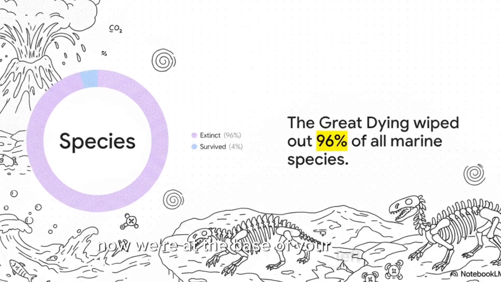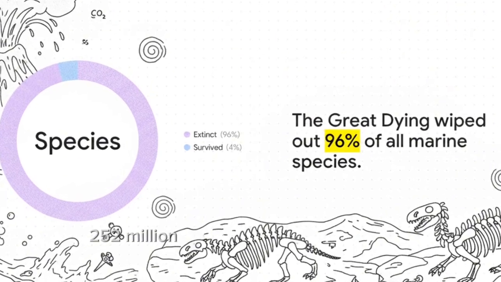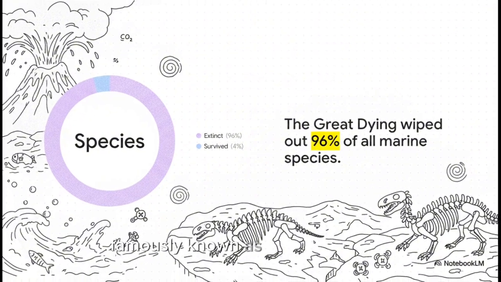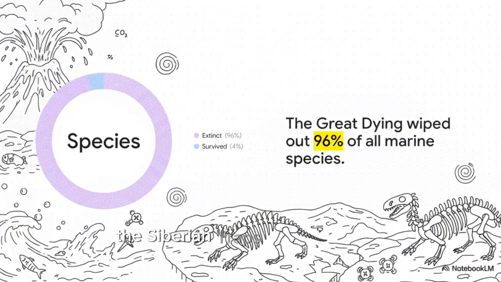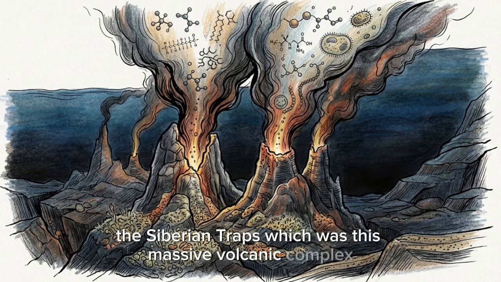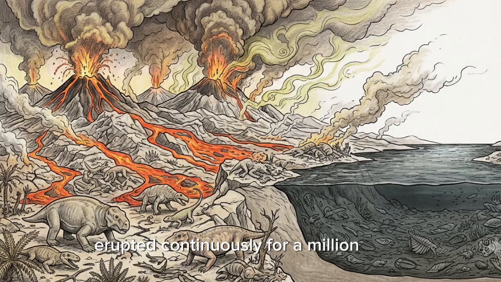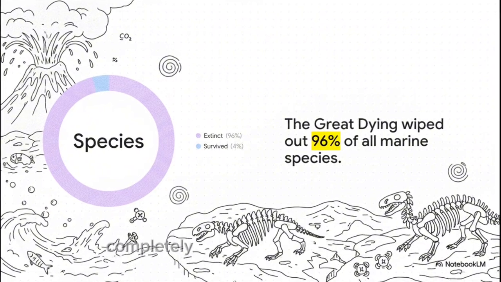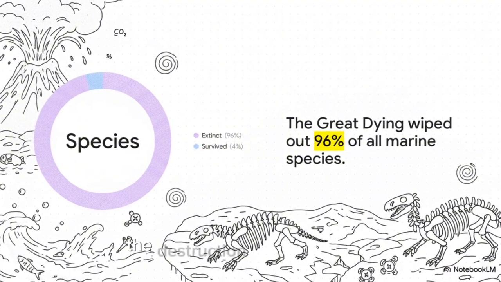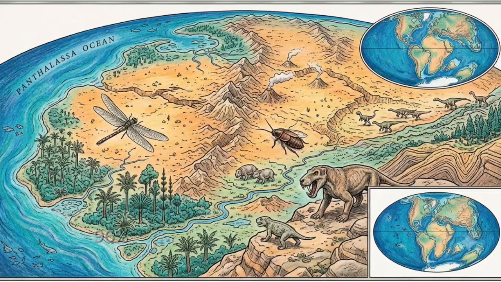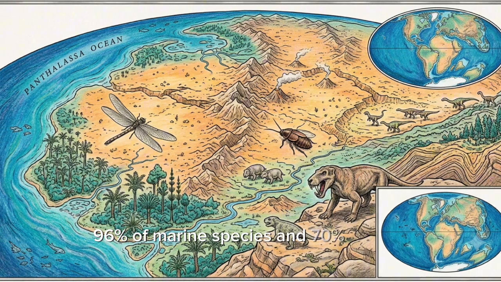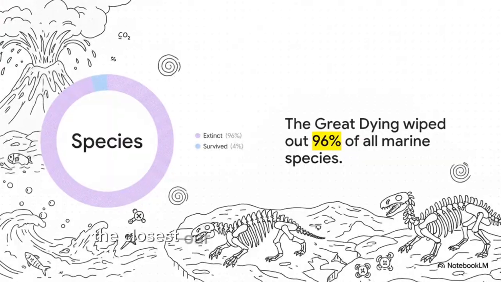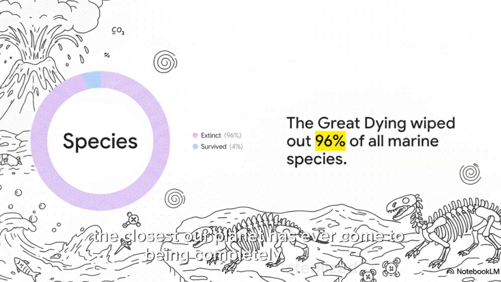Now we're at the base of your left hand. 252 million years ago, the Earth suffers a near-total reboot, famously known as the Great Dying. The Siberian Traps, which was this massive volcanic complex, erupted continuously for a million years. It pumped just unbelievable amounts of carbon dioxide into the air, completely turning the oceans acidic. The destruction was nearly total. 96% of marine species and 70% of land animals vanished forever. It is, without a doubt, the closest our planet has ever come to being completely sterilized.